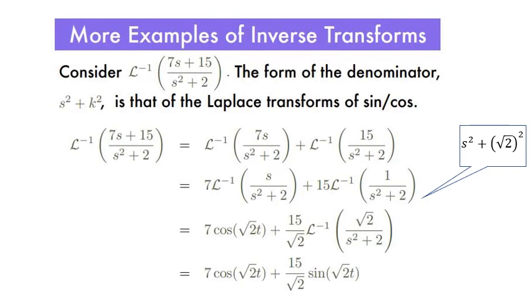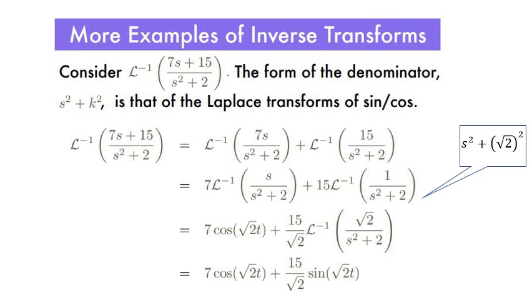Another example of standard inverse transform. Now consider Laplace inverse of (7s plus 15) by (s square plus 2). Now the denominator is of the form s square plus k square. Now here k is root 2, the whole square. So we can separate the numerator. 7s by s square plus 2, 15 by s square plus 2. 7 is a constant. You can remove that. 7 into Laplace inverse of s by (s square plus root 2 the whole square). 15 is a constant. You can remove that. 15 into Laplace inverse of 1 by (s square plus root 2 the whole square).